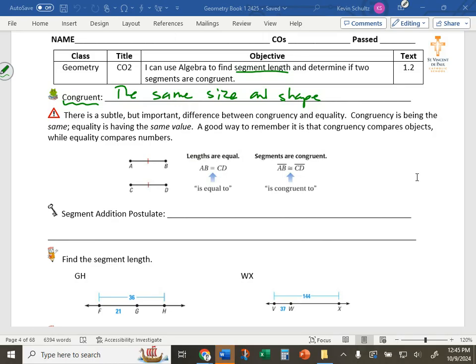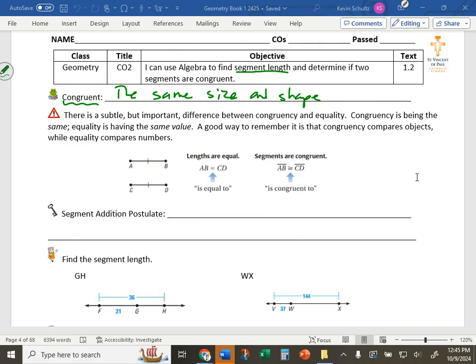And there's a difference between congruency and equality. Congruency just means they look the same. Equality means they have the same value. For example, a $1 bill and a $5 bill are congruent because they're the same size and the same shape. Are they equal? They're not. They don't have the same value. So when we talk about figures and shapes, segments, we use the term congruent.